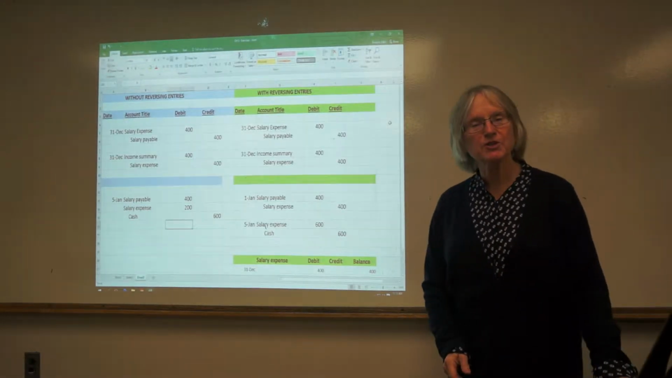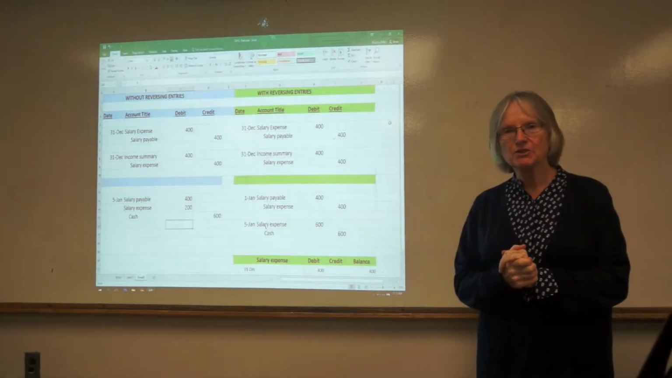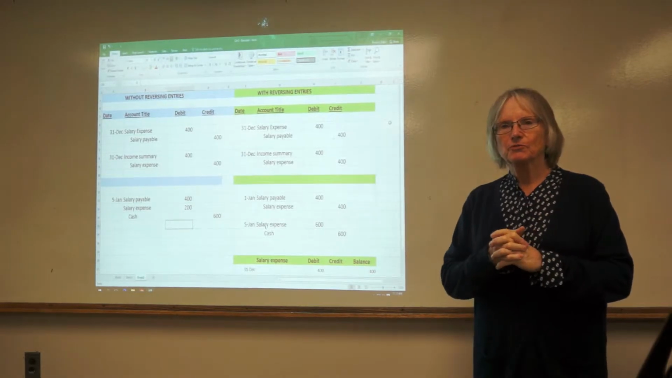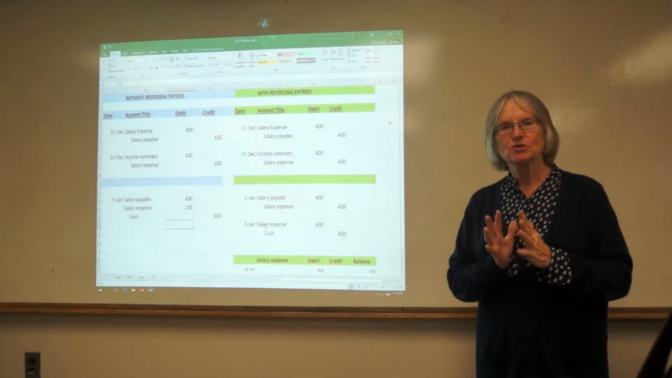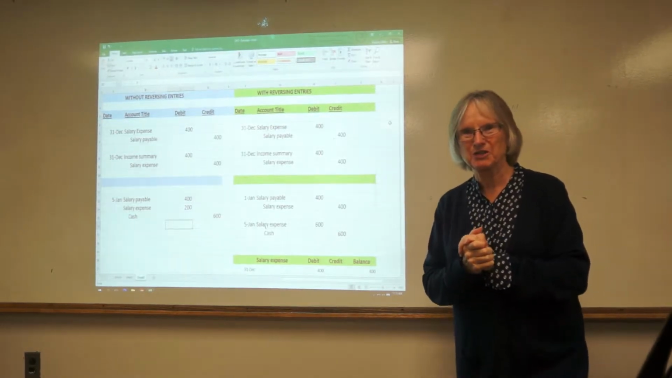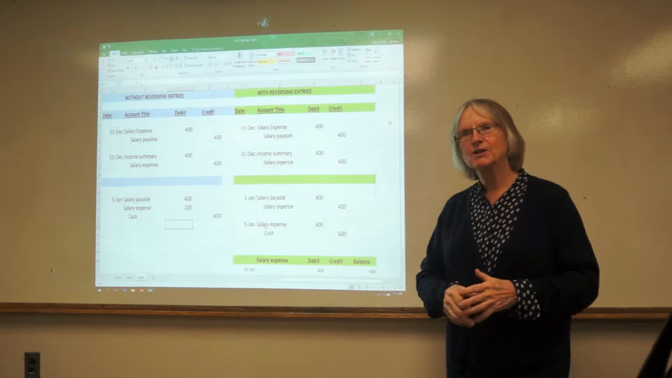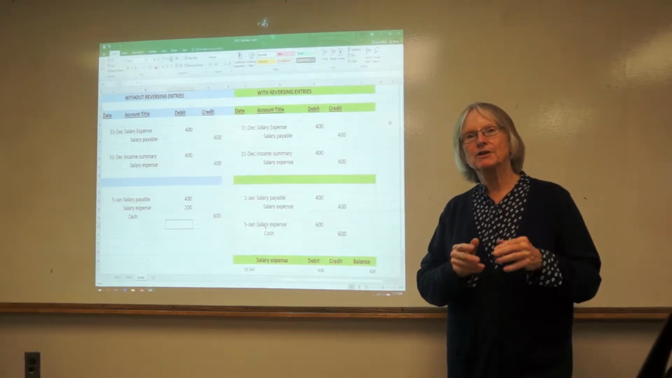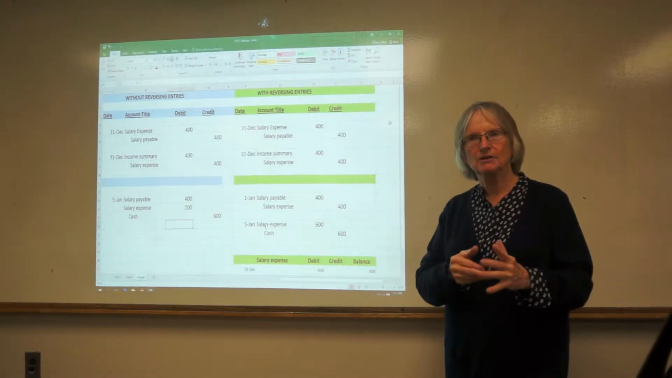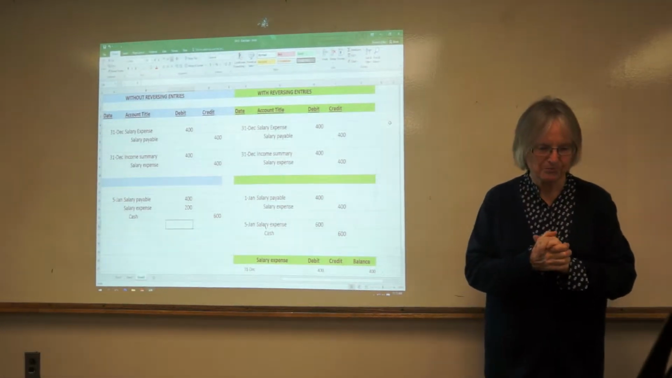So, reversing entries: an optional step in the accounting process. They're made at the beginning of each accounting period. Usually what gets reversed are accrued expenses and accrued revenues. What does not get reversed ever are things like depreciation expense and bad debt expense. It's usually going to be things where the cash will come in or go out at a later period than the expense was incurred or the revenue was earned.